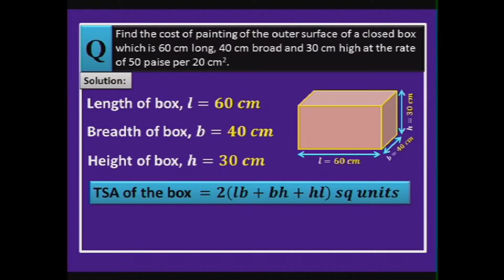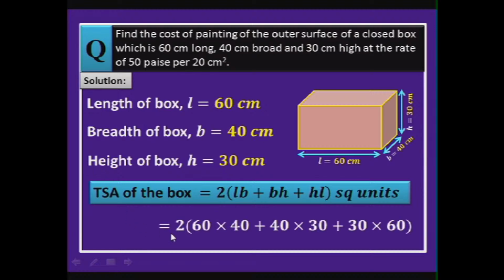But why are we using this? He is asking us to find out the cost of painting the outer surface of a closed box. So, this is a closed box, and the outer surface means all the surfaces, that is 6 surfaces you need to paint. That is why we need to calculate the total surface area of the box. Got it, children?